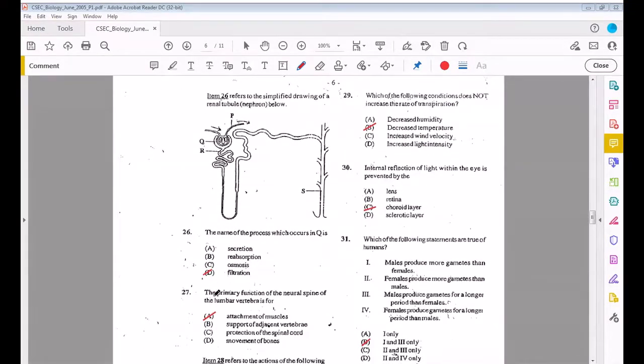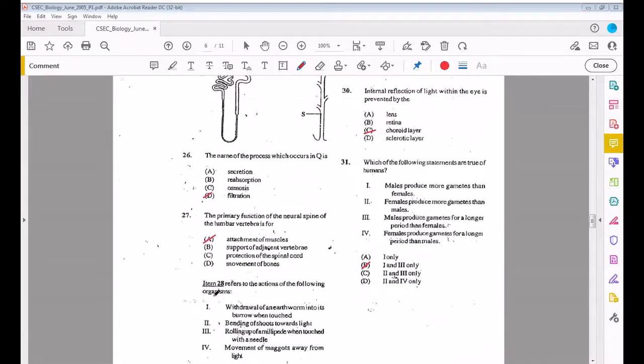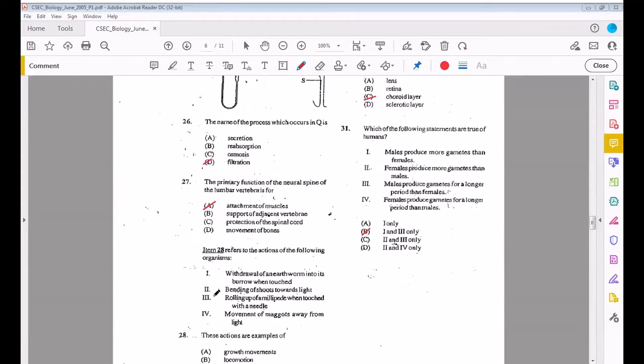29. Which of the following conditions does not increase the rate of transpiration? The answer is B, a decrease in temperature. 30. Internal reflection of light within the eye is prevented by the C, the choroid layer. We saw this question already.